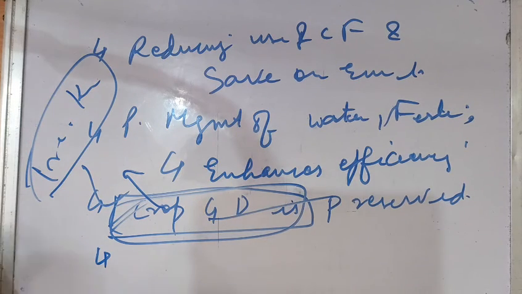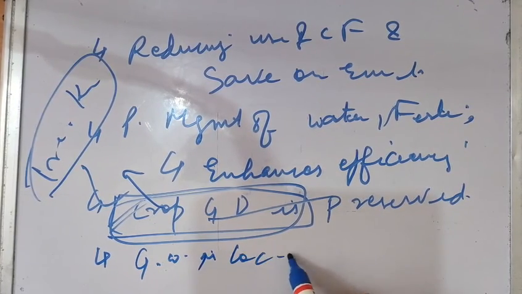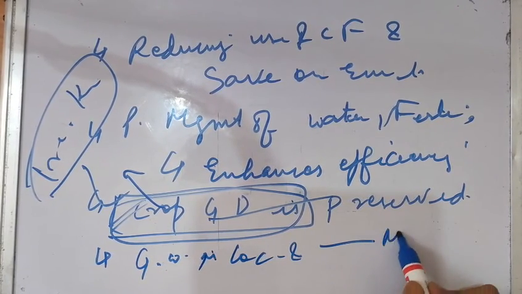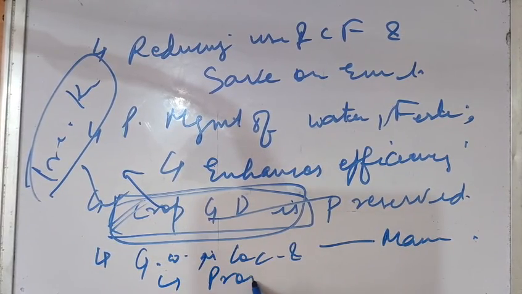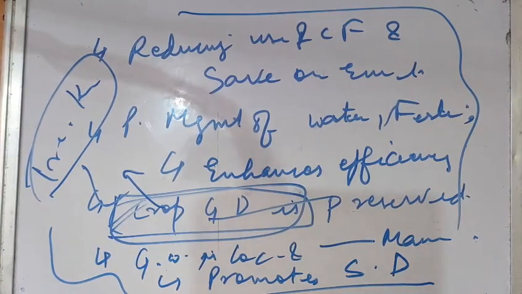Here also, as we use less fertilizers, groundwater is preserved, the local environment doesn't get polluted, it is managed properly, and overall it promotes sustainable development. So this is how agroecological factors are used in land use planning.